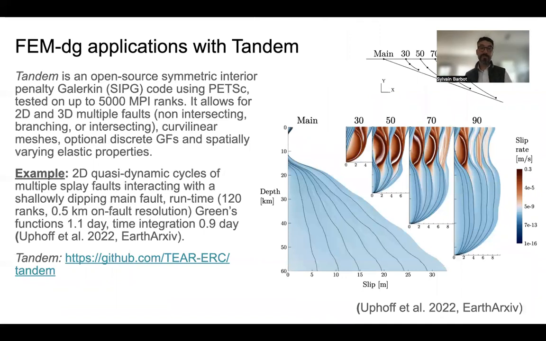This is an example of the discontinuous Galerkin method that is applied to a very interesting system involving numerous splay faults that splay off a basal megathrust that is applicable to a typical fold and thrust belt tectonic setting or the accretionary prism of subduction zones. And you can see how the slip across this system is segmented among the megathrust and the various splay faults of different sizes. So this is also a publicly available code called Tandem, which is available at this link.